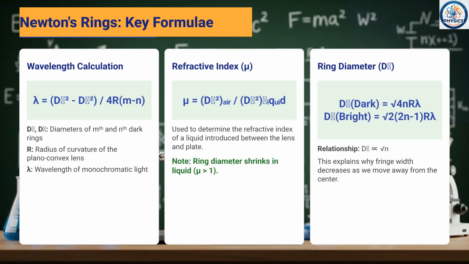Let's review the key formulae. Wavelength calculation is based on the diameter of the mth and nth dark rings. The refractive index calculation uses the ratio of the squares of the diameters in air and in liquid. Finally, the ring diameters for dark and bright rings are proportional to the square root of the ring number.